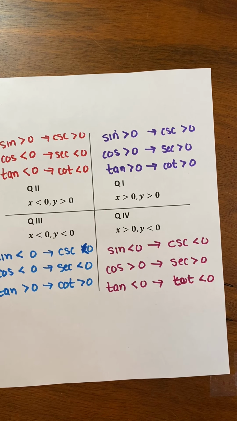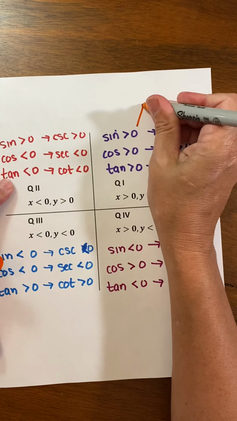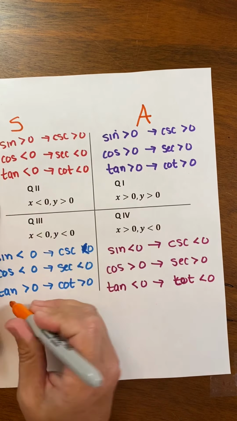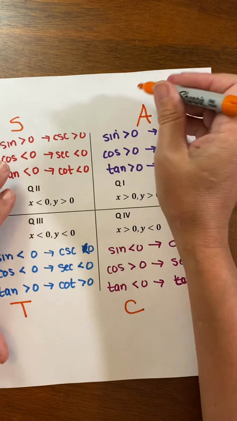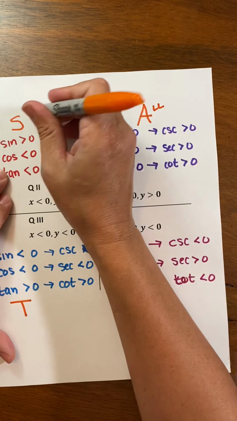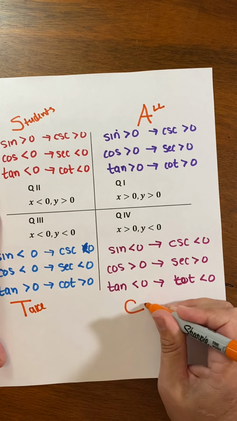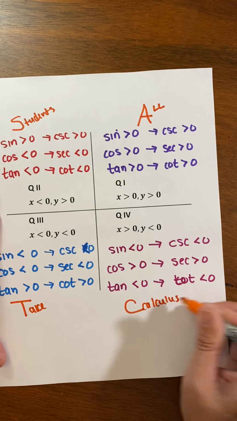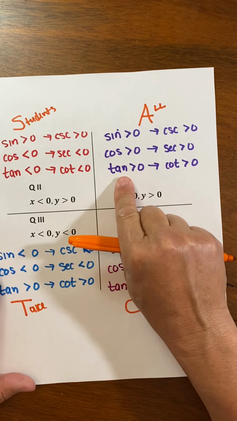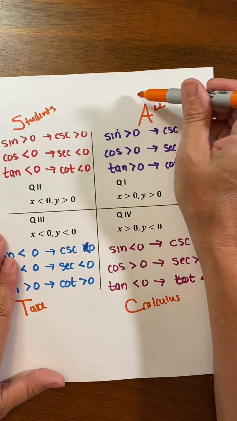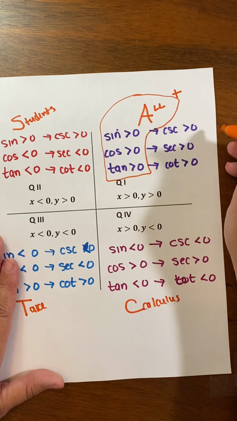And I have a corny little acronym. If you can remember A, S, T, C, kind of like PEMDAS, it's one of those things. So A means all, S stands for students, T for take, C for calculus. Just a corny little acronym to help you remember. We call these the main trig functions, and then these are the reciprocal trig functions. Of the main trig functions, they're all positive in the first quadrant.